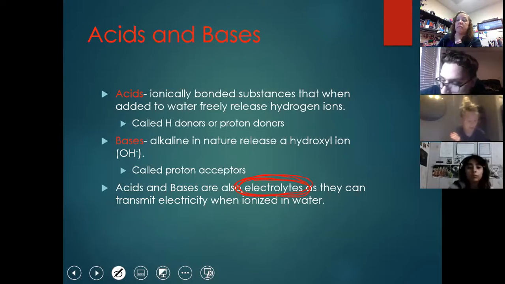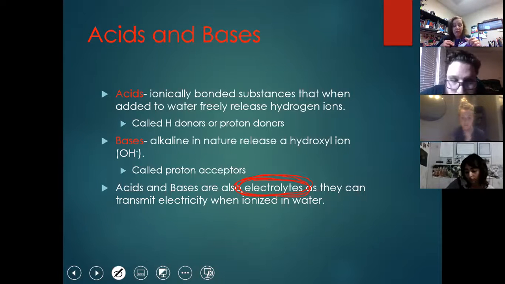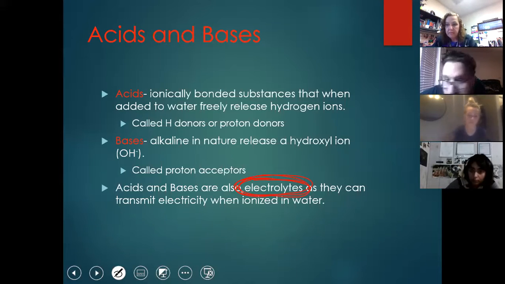So is that anything that can transmit an electrical charge? It's not just the salts? So in this case, an electrolyte is literally anything that can transmit a charge. And in this case, we're referring to specifically acids and bases.